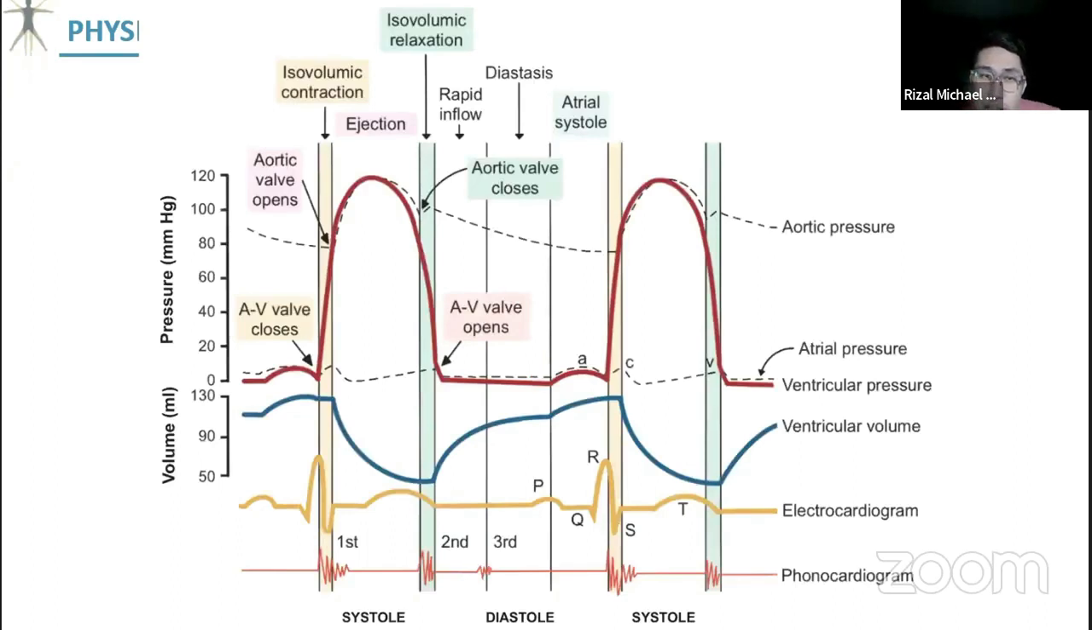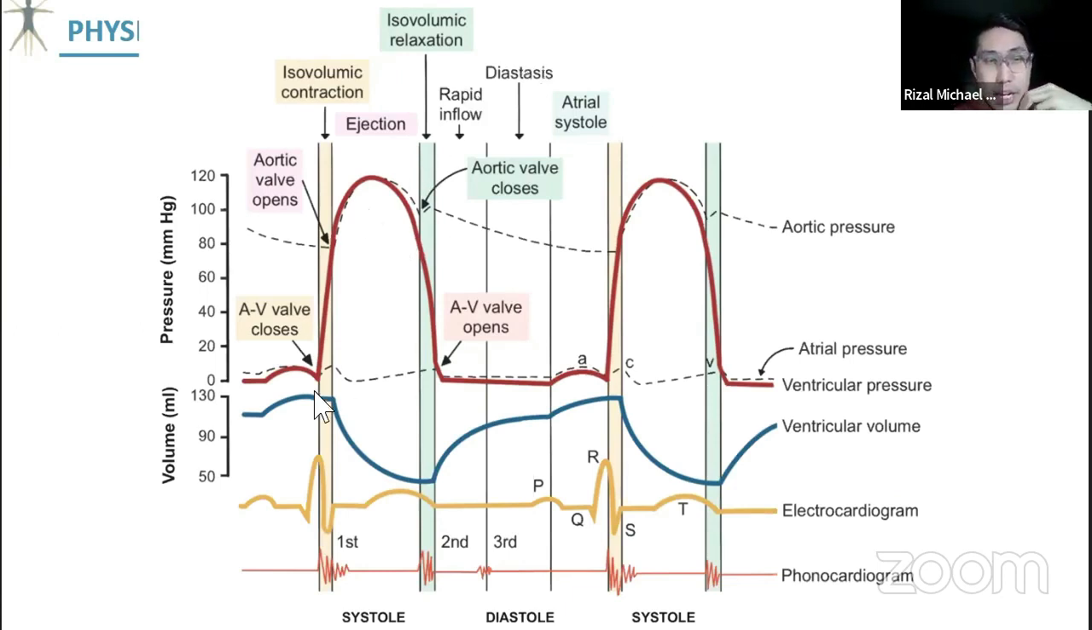Okay, for the cardiac cycle mismo, this one, I really do suggest na if you can master this diagram, and not just the ventricular pressure, no? Kasi as students, kahit ako before, I just look at the ventricular pressure curve, yung color red, no? However, the best way to tackle this is if you can correlate it with all of the other pressures, with all of the other lines in this diagram, right? Okay. So let's start with usually with your atrial pressure, atrial contraction, atrial systole.